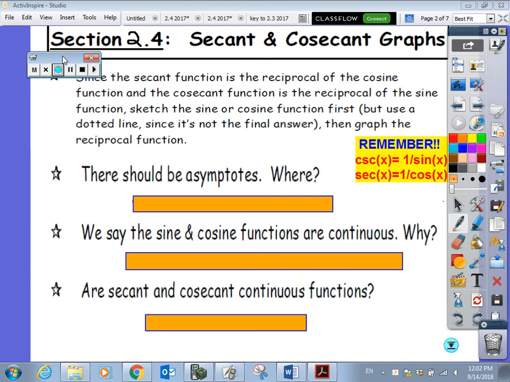But secant and cosecant is not the opposite of sine and cosine. The opposite of sine and cosine is positive or negative. Okay? It is the reciprocal. It's not the inverse. We're going to do that on Monday. It is the reciprocal, meaning whatever the value of sine is at 0, the value of cosecant at 0 is the reciprocal.